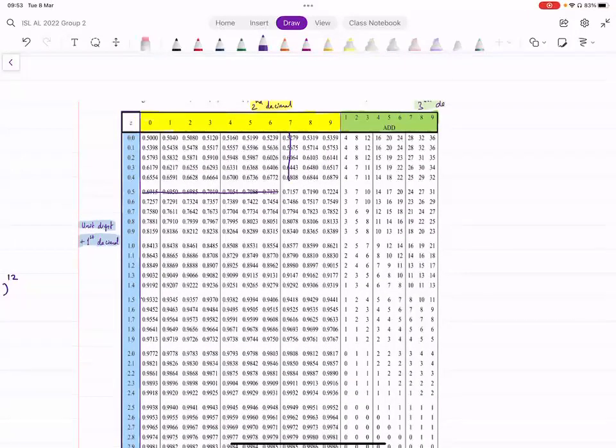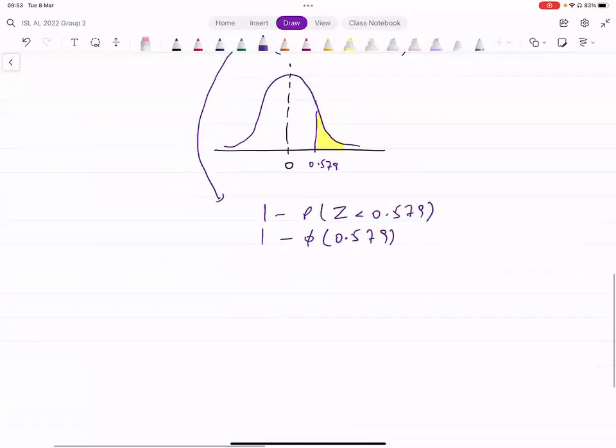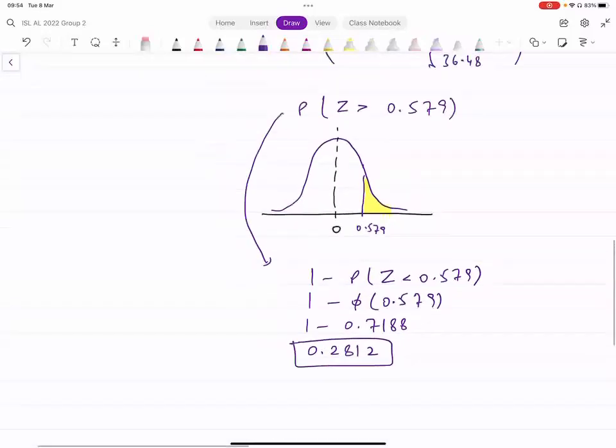0.57 we get this 0.7157 and then 9 पे हमें क्या मिल रहा है यहाँ पे 31, so we add 31 here, what do we get, 0.7188, that's the probability that we get. We write that here, 1 minus 0.7188, we evaluate this turns out to be 0.2812, that's the probability.